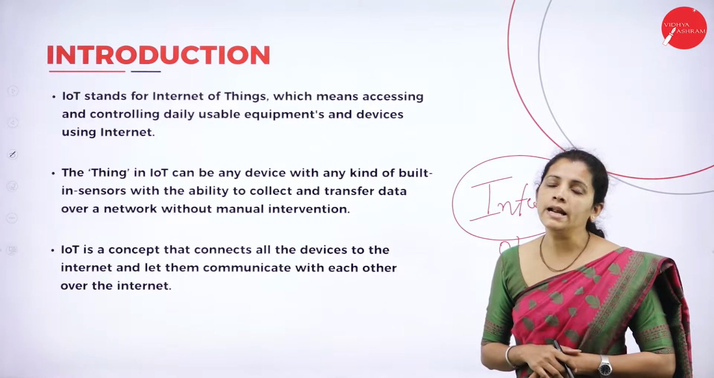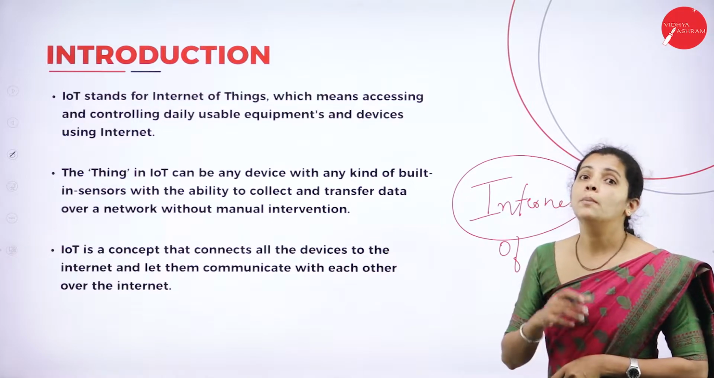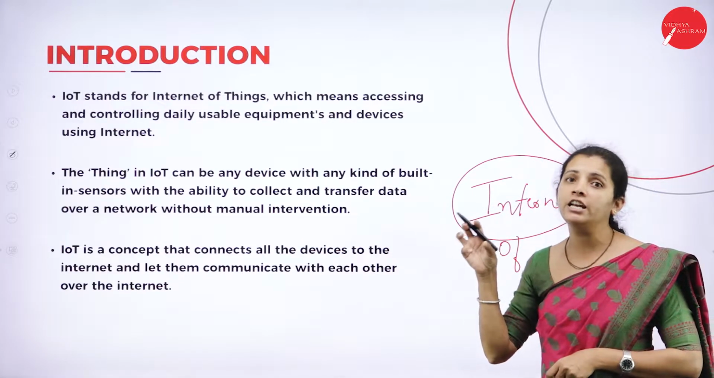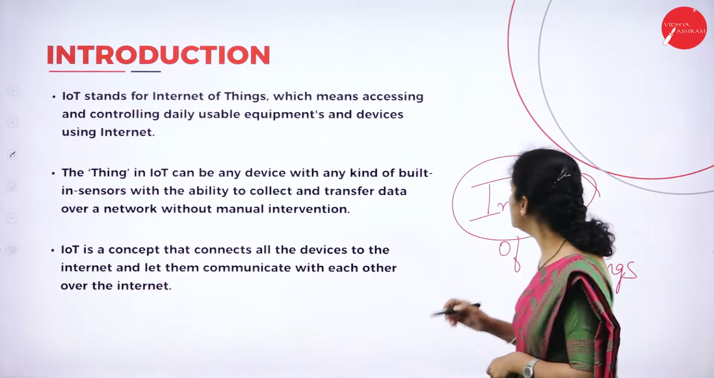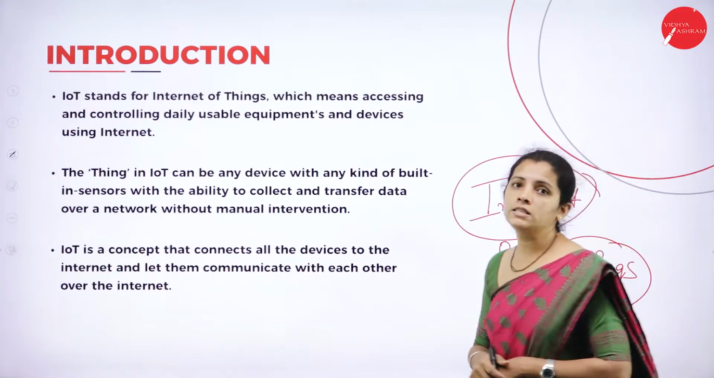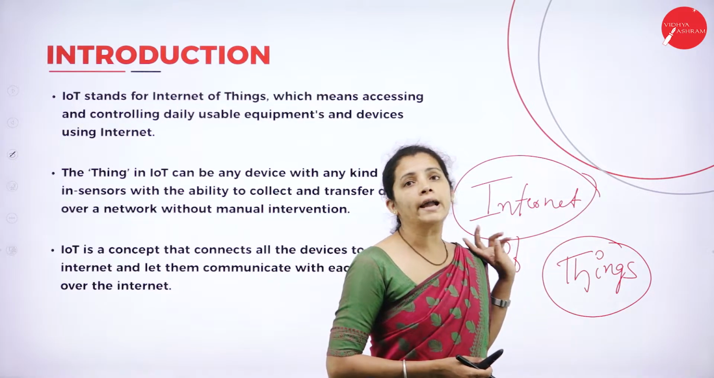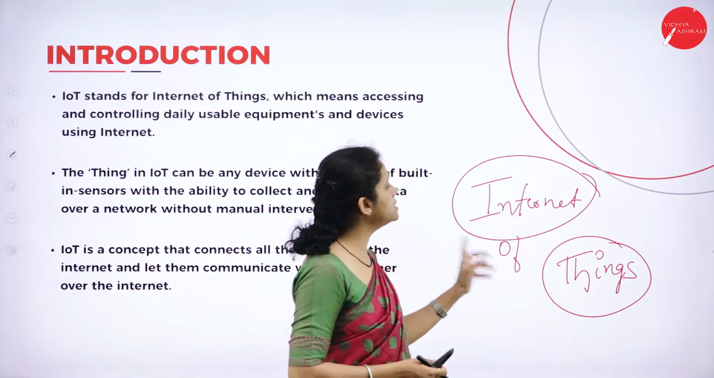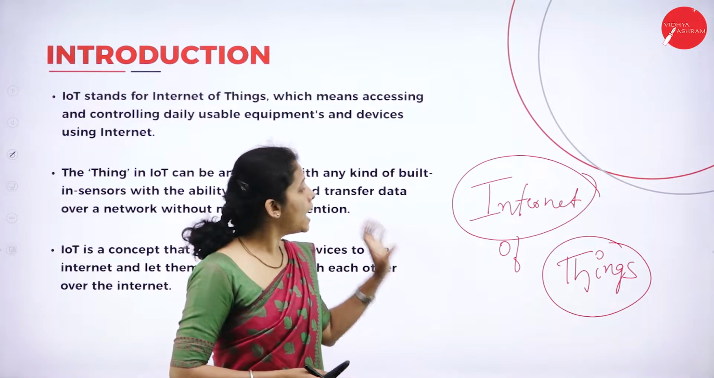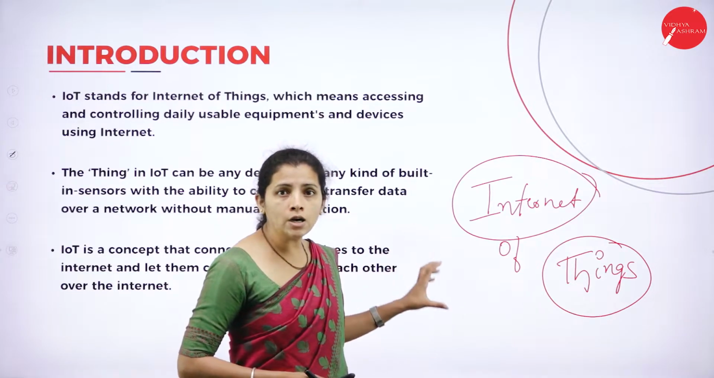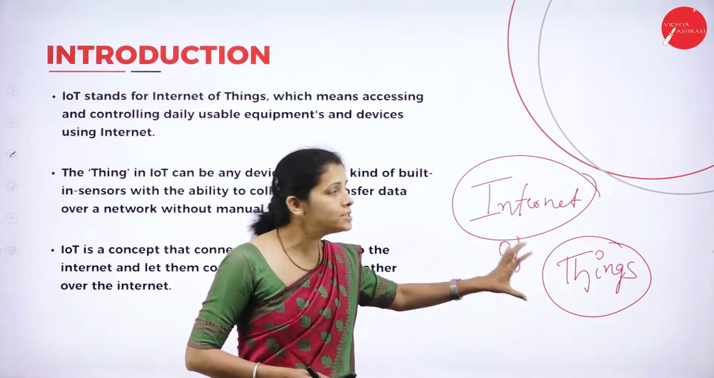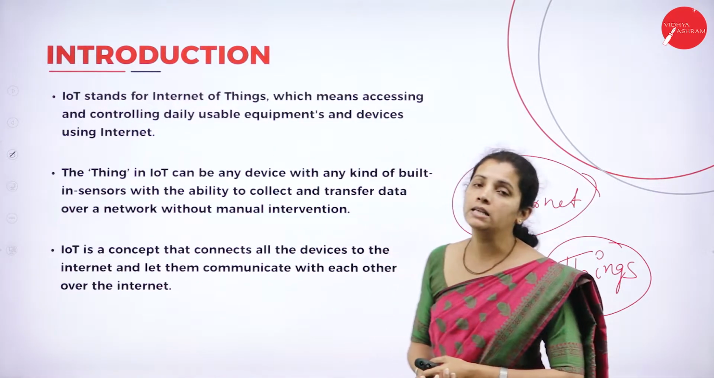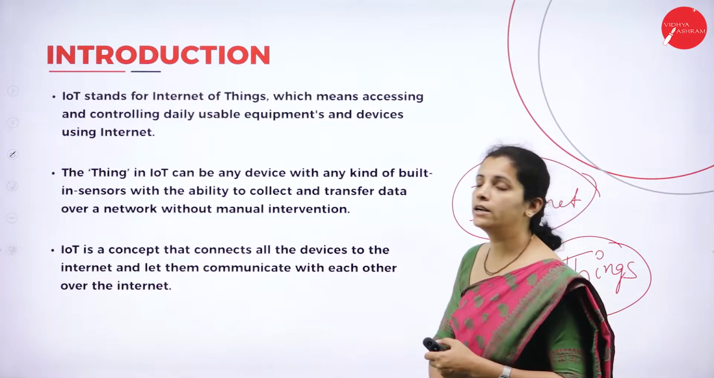So what is internet? That is nothing but the interconnection between computer devices to share the data and communicate with each other. So if I consider thing, what is thing here? That is nothing but all the electronic appliances or all the electronic devices. So what is this Internet of Things? That means I'm going to connect and control all the electronic devices through a net connection or through internet, that is known as IoT. That is nothing but Internet of Things.